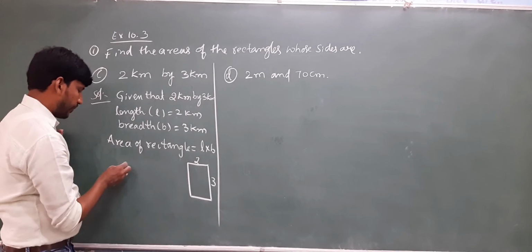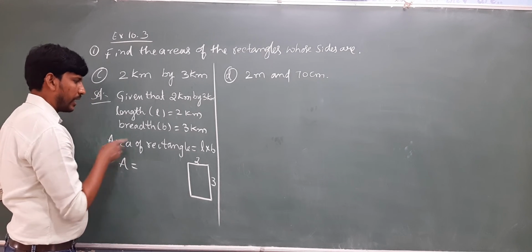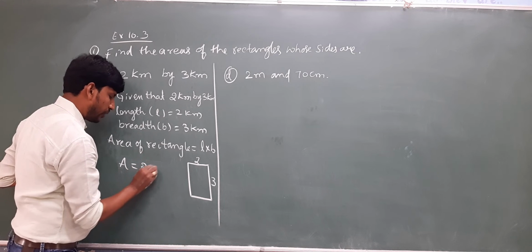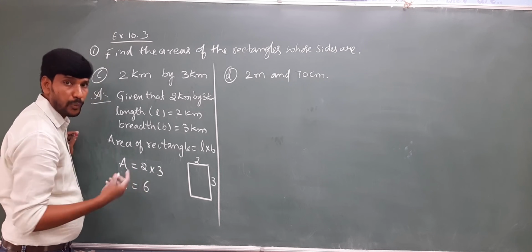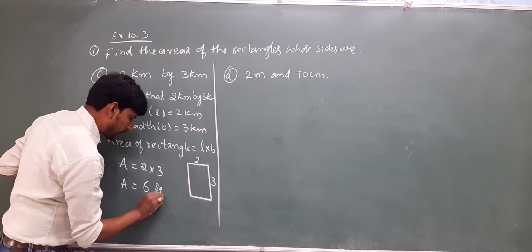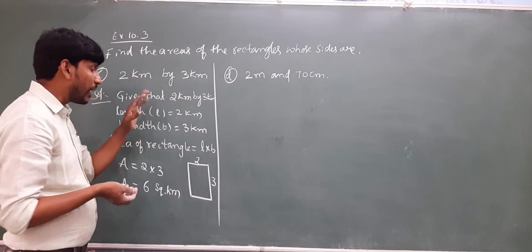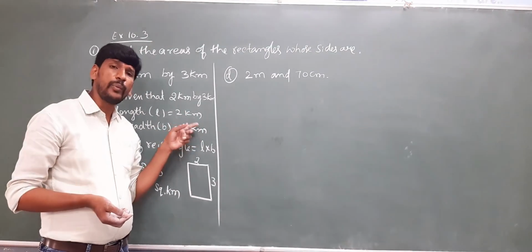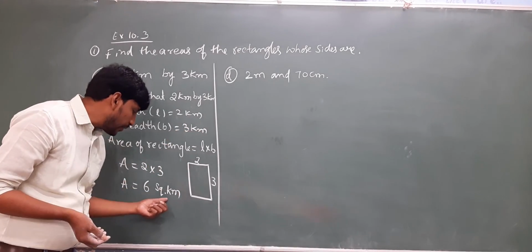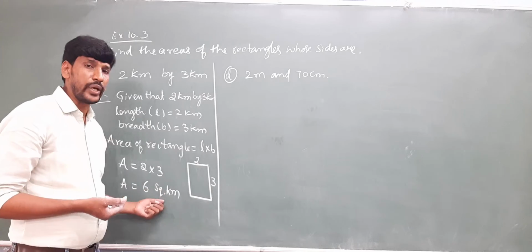Now length into breadth. So area A, capital A, indicates area. It is equal to 2 into 3. So area is equal to how much? 6 square kilometers. Please write down the square kilometers. We are multiplying both the kilometers. When you multiply kilometer and kilometer, you get the units as square kilometers. Don't forget to write the units.